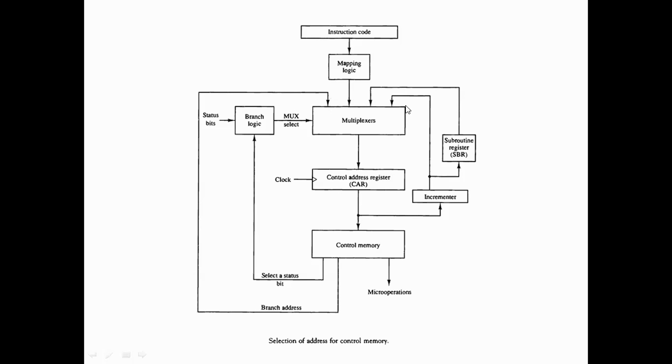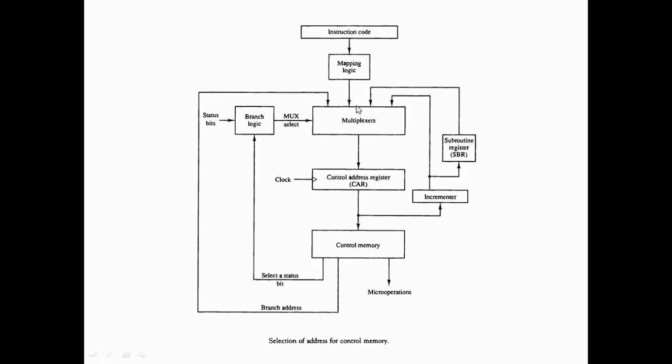so that means we need a multiplexer here, a 4 into 1 mux. What will be the four possibilities? It may be that the address is generated just by an increment. So if the previous address is 50, the next will be 51. So one way is this.